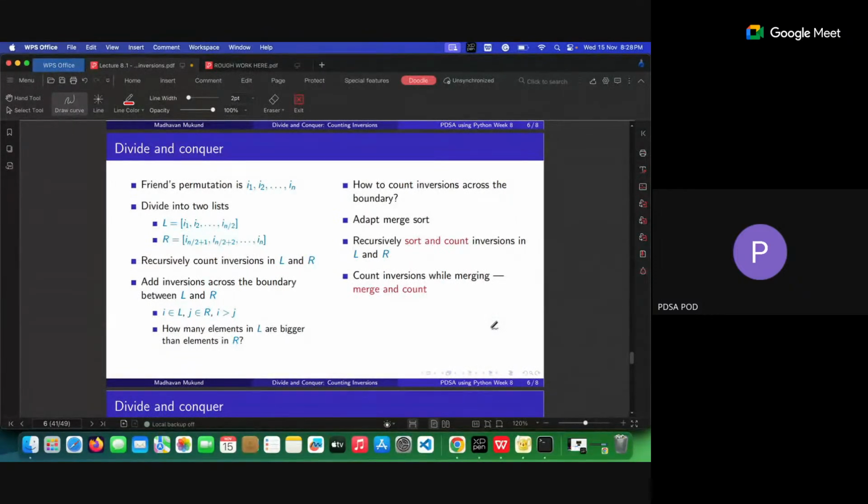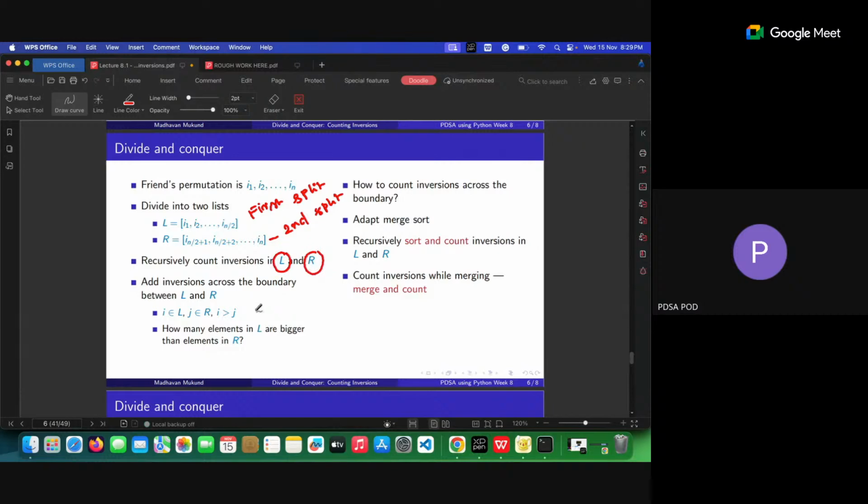Look here, your friend's list is there, your friend's permutation is already given, I1 to IN. First, what you do is divide it into 2 halves: the first element to the half elements is the first half, the first split, and the second half is the second split. Then, similar to merge sort, recursively we count the inversions in the left partition and the right partition.